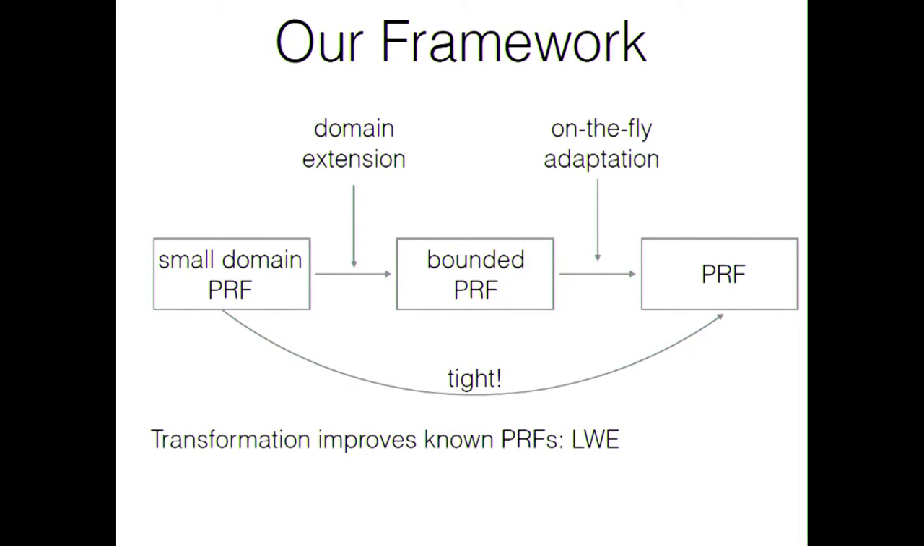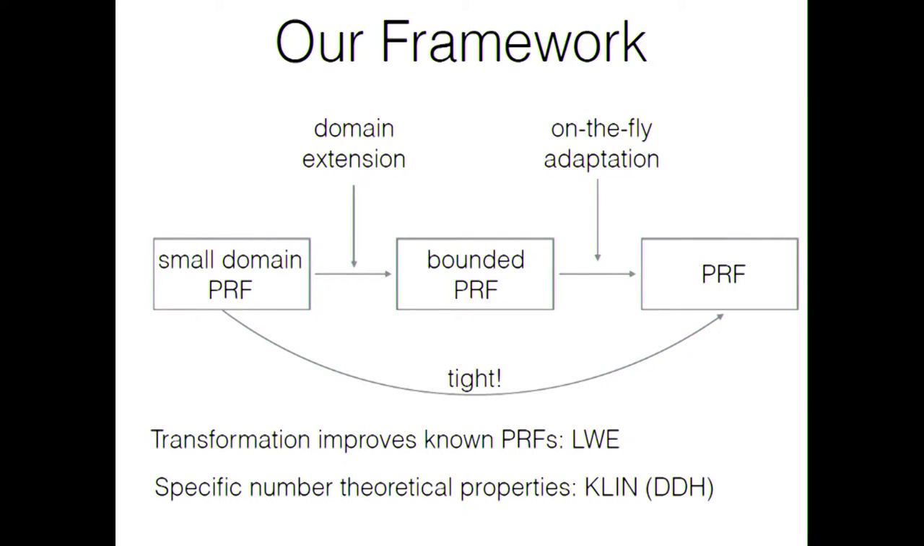And our framework has several implications immediately. The first one is for the Banerjee, Peikert, and Rosen PRF. If you apply this framework directly to this PRF, you will have a better PRF with a weaker security notion. And if we use specific number theoretic assumptions that hold in certain groups where DDH or Kalin is hard, we actually get PRFs that are more efficient and have a tighter proof of security based on DDH and based on Kalin.